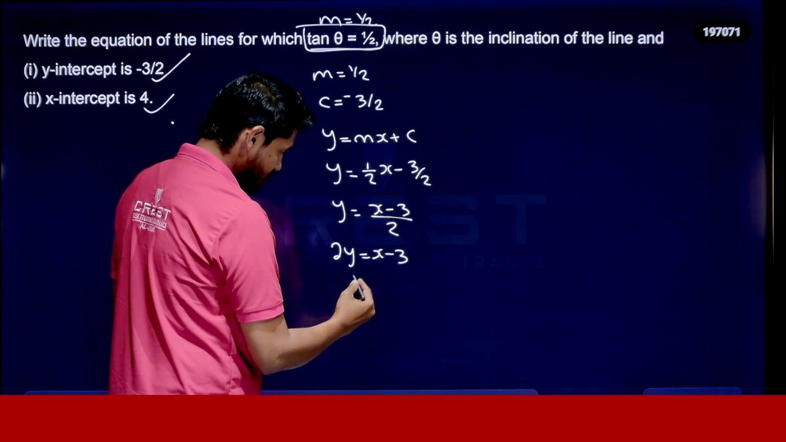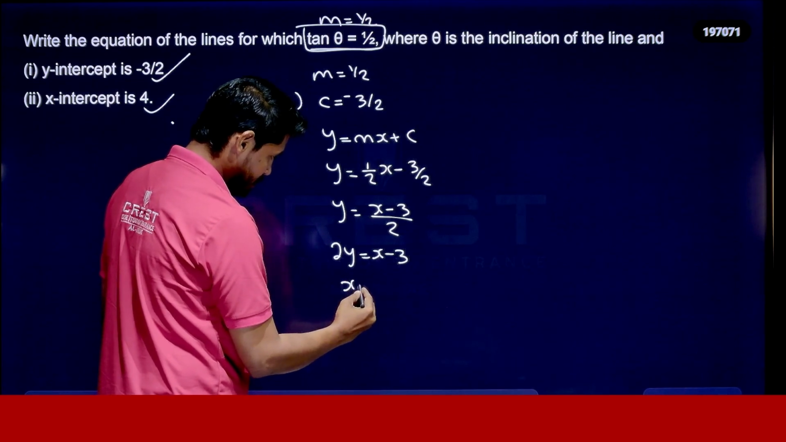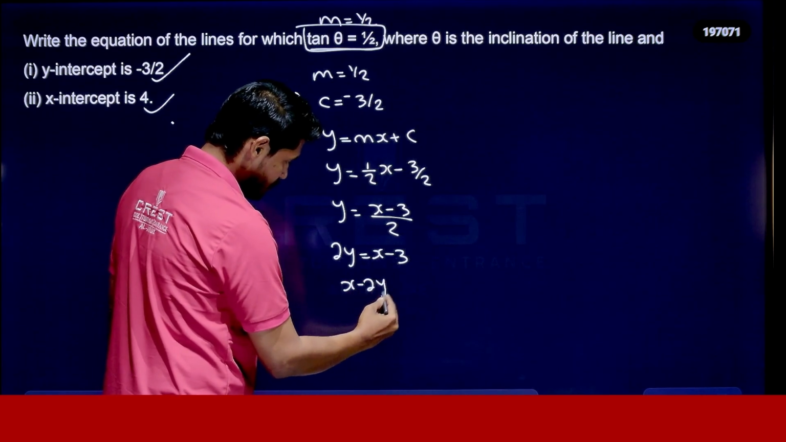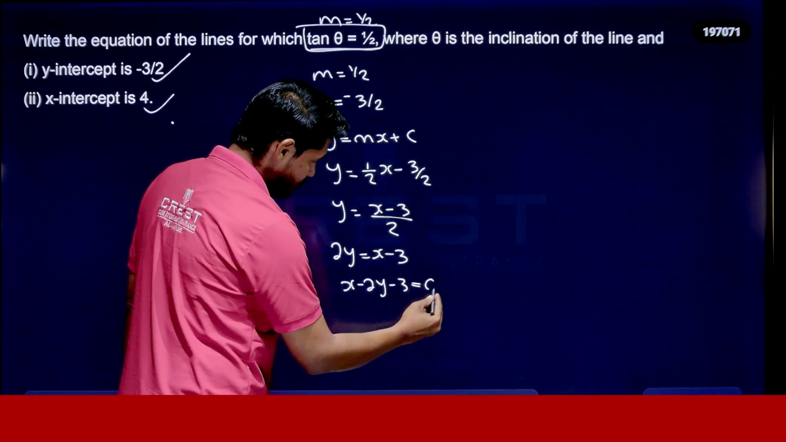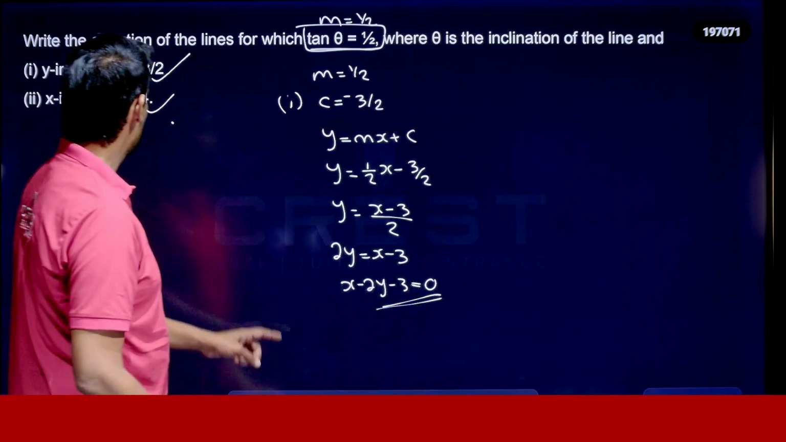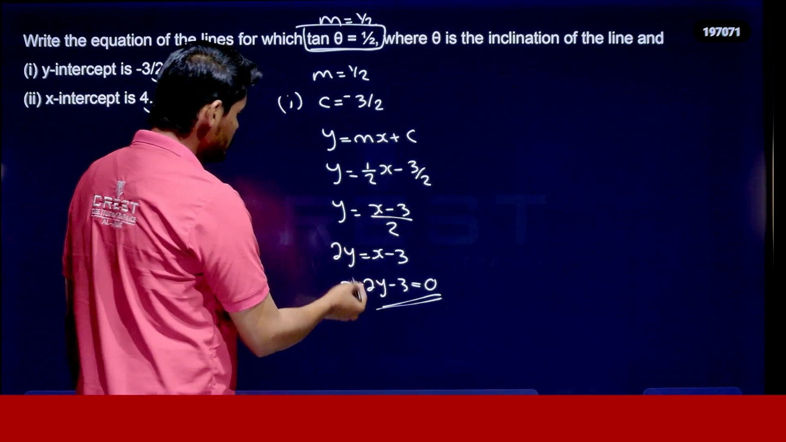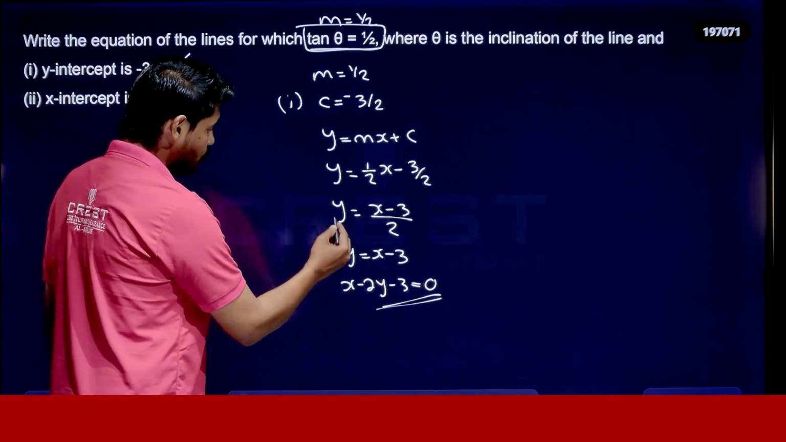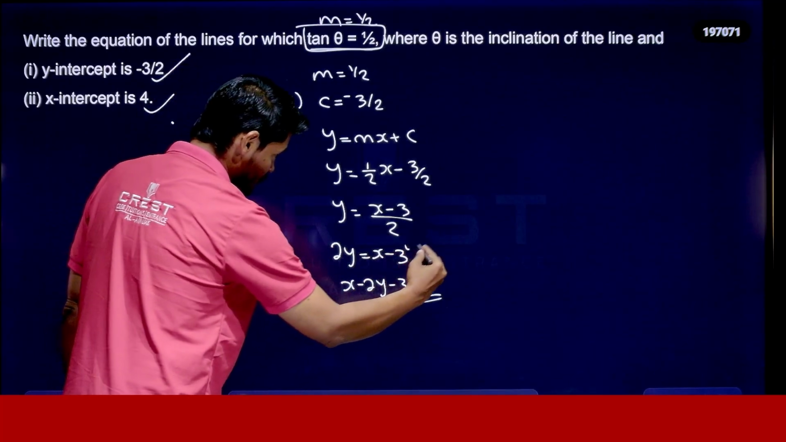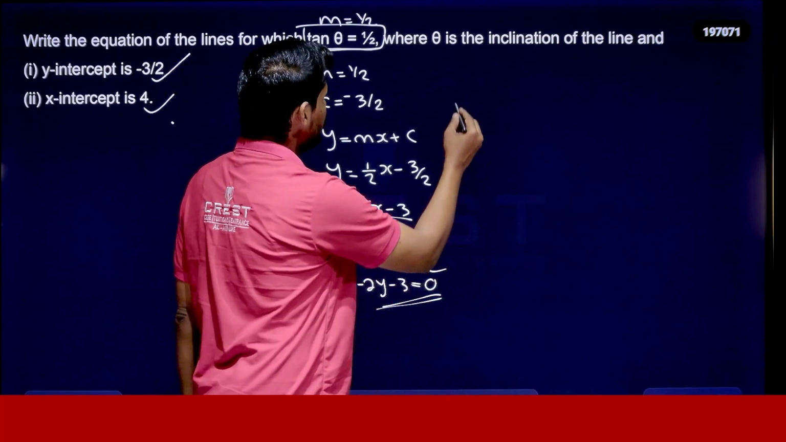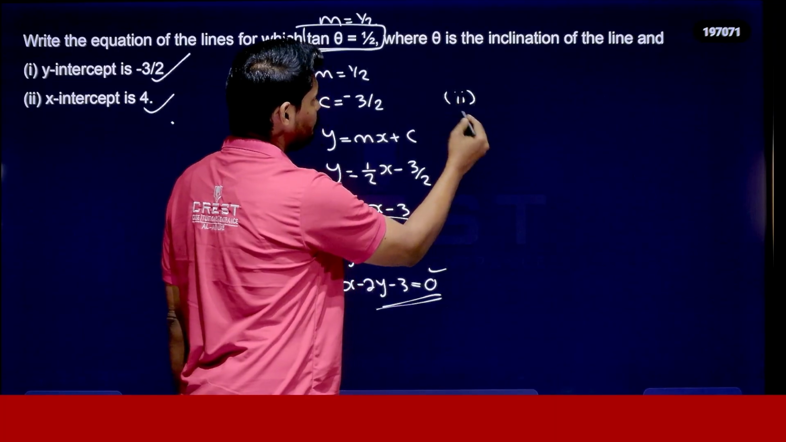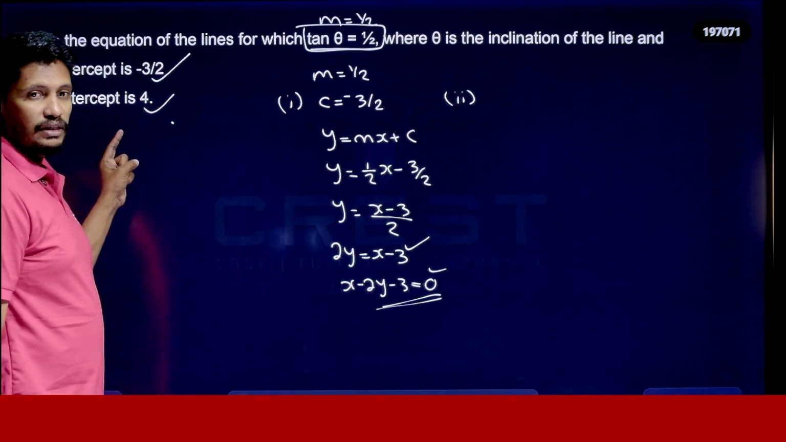This is the, or we can do in perfect form, x minus 2y minus 3 equal to 0. This is the equation of the first line. And you can write it in the y form also. This is also correct. Okay. Now we are moving to the second one. What about the second question?